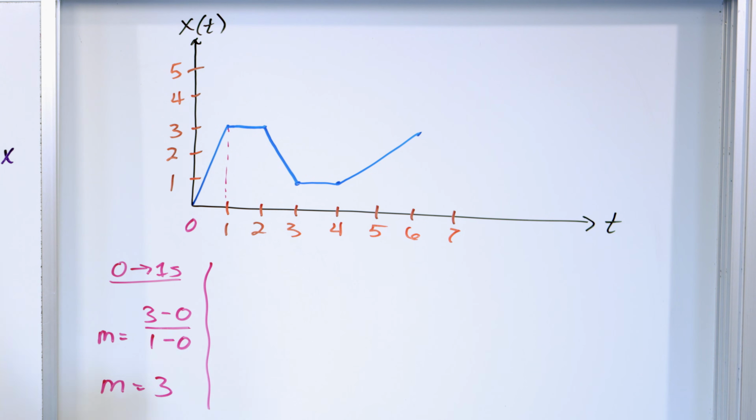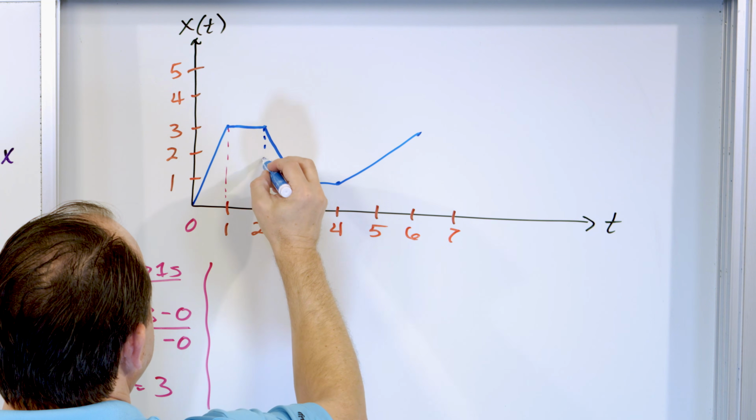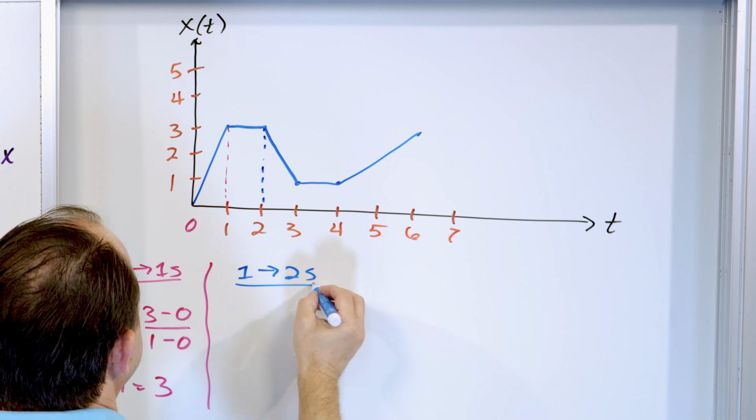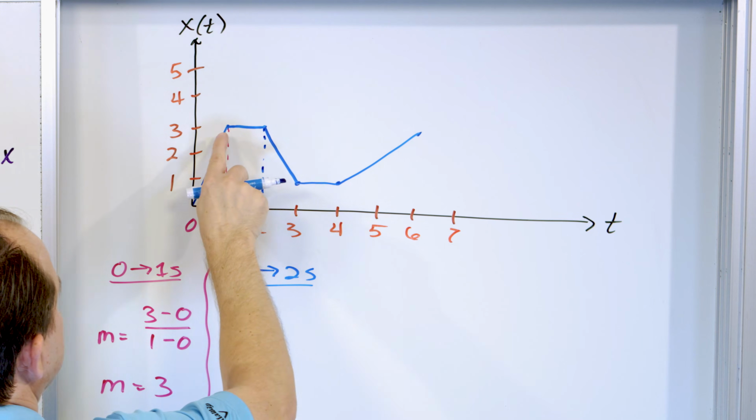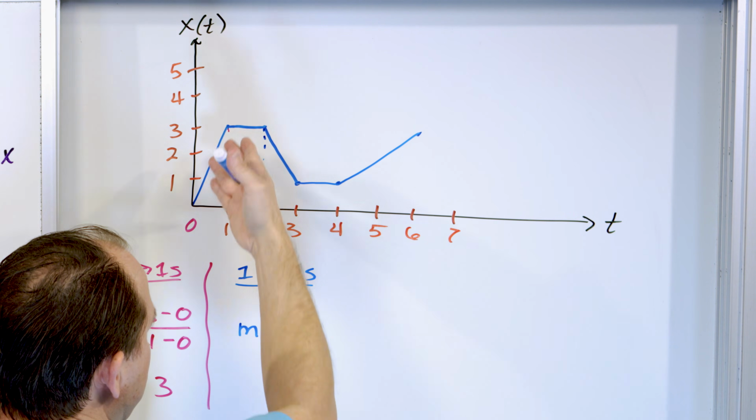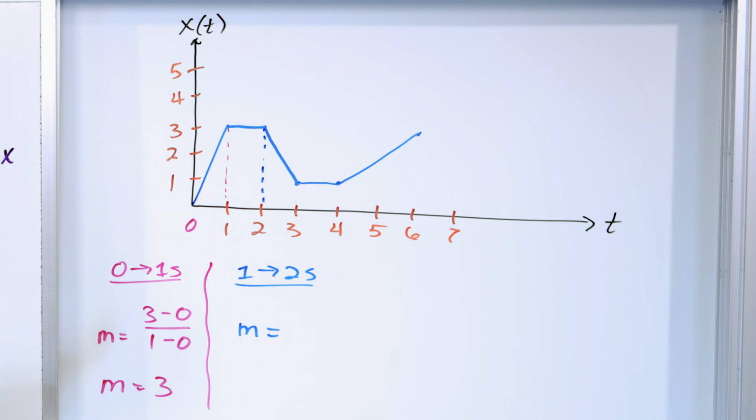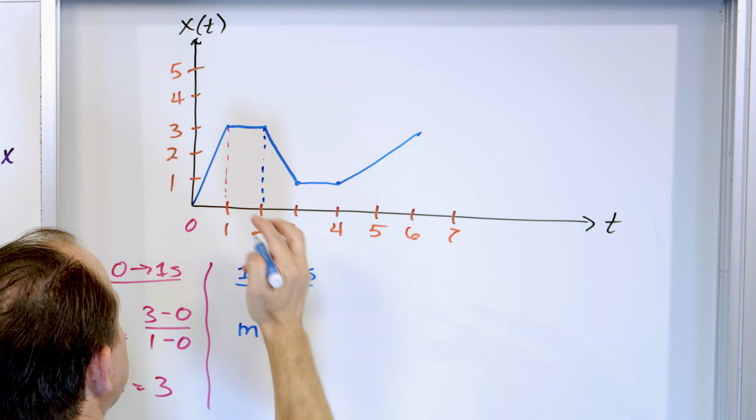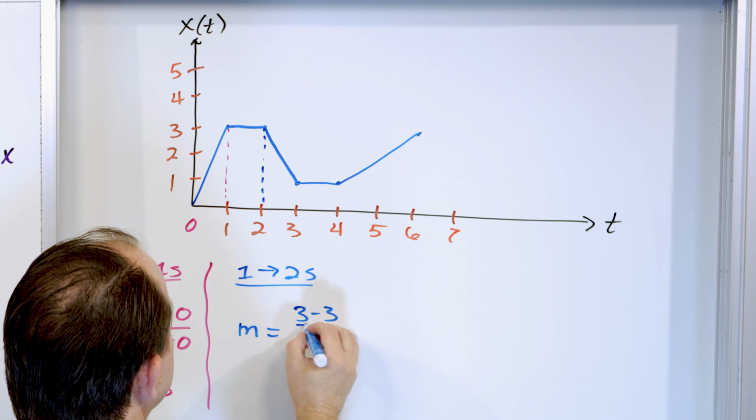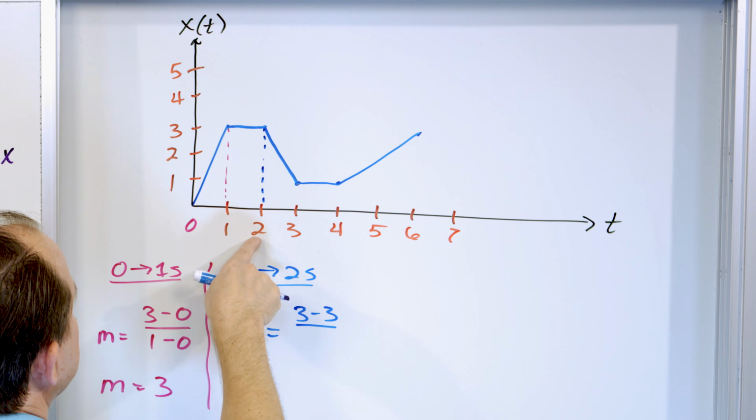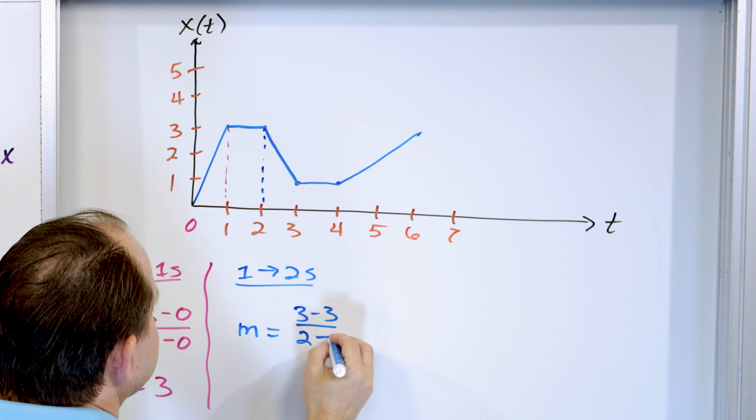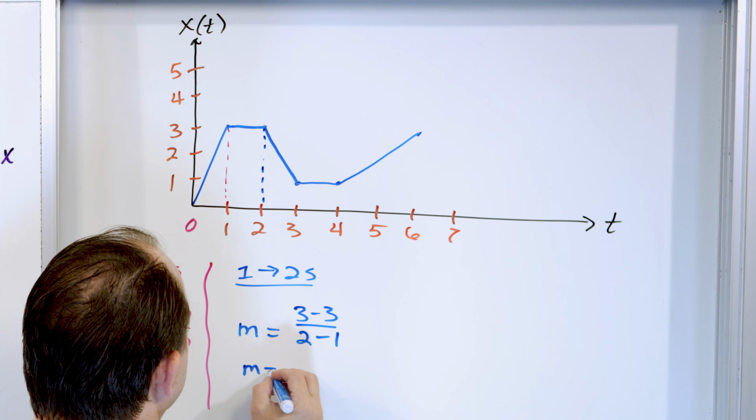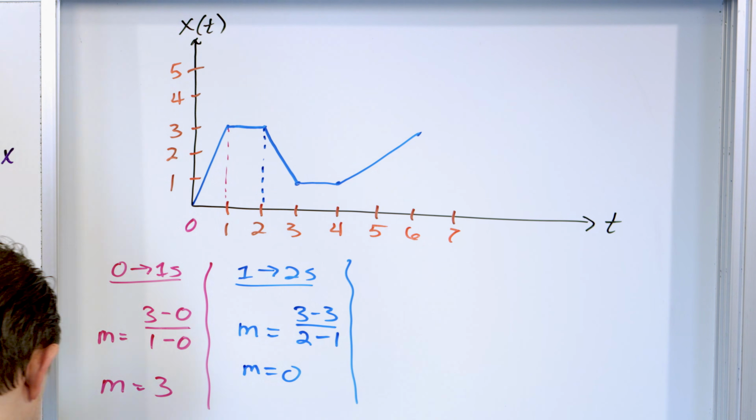Now the next window is this window right over here from 1 to 2 seconds. Here the slope is, well, this is a flat line. The slope of a flat line is 0, but to be rigorous about it, you would say the y value is 3 here and 3 here. So 3 minus 3, that's y2 minus y1, and then the time value is just 2 minus 1. So rise is 3 minus 3, run is that, and so you're going to get m is equal to 0 for that window right there.